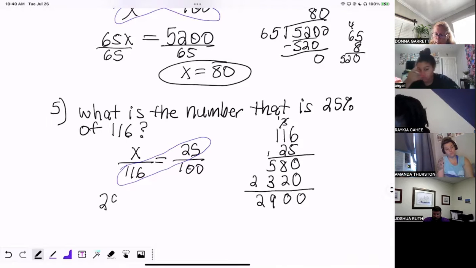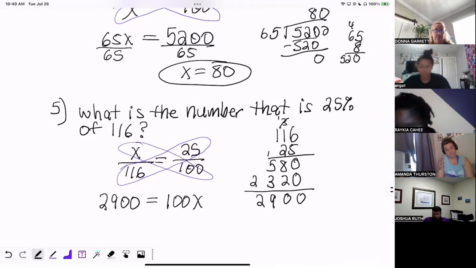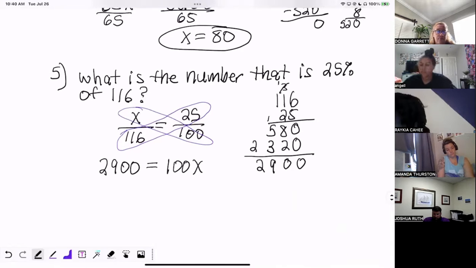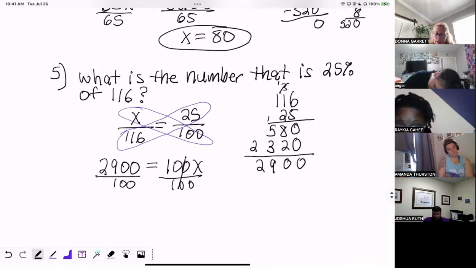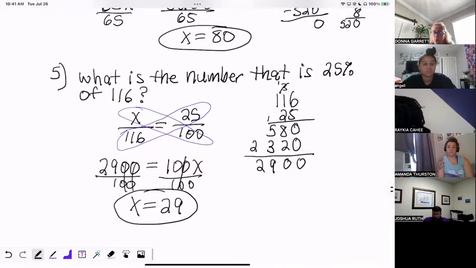Okay, so 2,900 equals, now we're going to multiply these two, which is 100x. We're going to solve for x by dividing each side by 100. And this one is sort of kind of nice because I could divide by 100. These two zeros are gone, and my number is 29. That was a nice one.